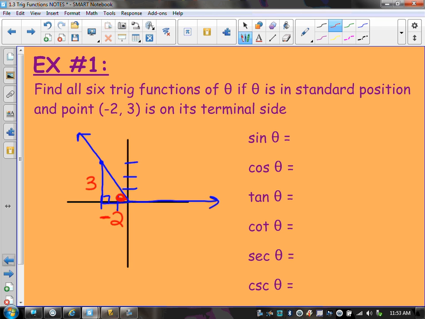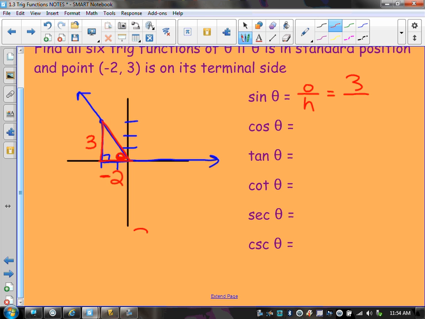I want opposite over hypotenuse. From that angle theta, which side is opposite of theta? Isn't that the side 3? And which side is hypotenuse? Oh, it's missing, isn't it? So we've got to figure out what that hypotenuse is. If I know that this side is negative 2 and this side is positive 3, how am I going to find the third side of my right triangle?